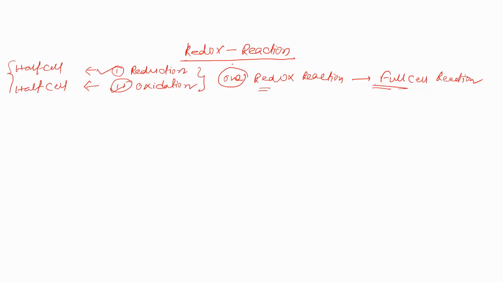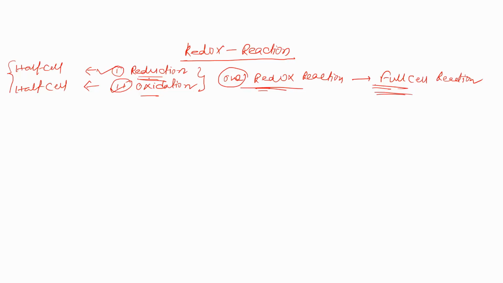So when we see the redox reaction, there will be two reactions. One is the reduction, another is the oxidation, and both reactions happen simultaneously. This is the fact actually. When the reduction reaction happens, the oxidation reaction also happens simultaneously. Then we say it is a redox reaction. So a redox reaction means it is a full cell reaction.